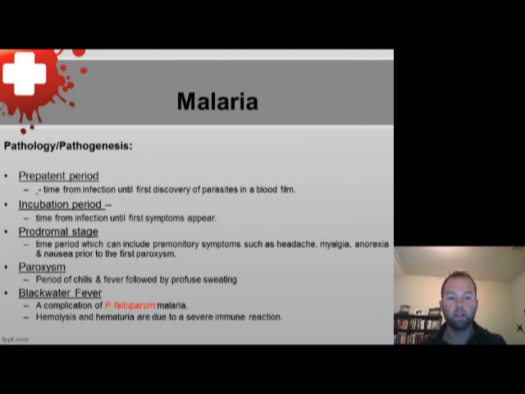Blackwater fever is a complication of Plasmodium falciparum from the very malignant type of progression that Plasmodium falciparum has. A lot of merozoites are being produced in the developing schizont, so more red blood cells are lysed, causing more severe anemia, and this mass hemolysis and lysing of red blood cells can cause hematuria, that is blackwater fever.